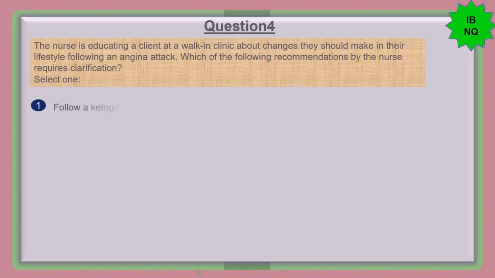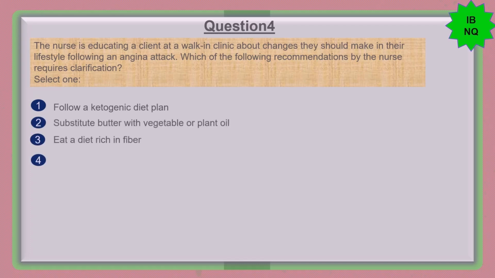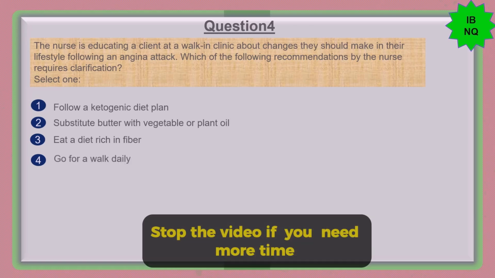Select 1. 1. Follow a ketogenic diet plan. 2. Replace butter with vegetable or plant oil. 3. Eat a diet rich in fiber. 4. Go for a walk daily. 3 seconds countdown.